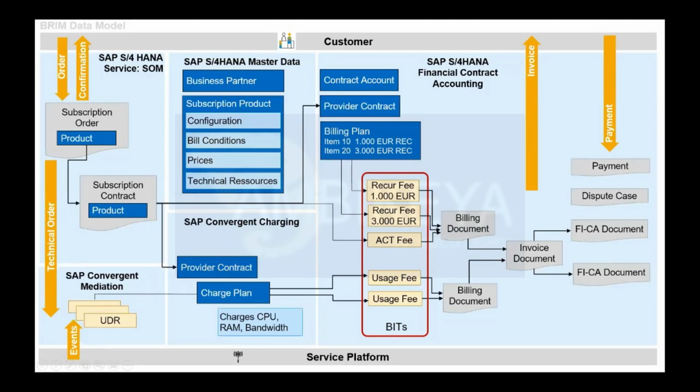This subscription contract is then distributed to financial contract accounting, where as master data we have a contract account in place that is also used in the subscription order. And it's also distributed for the later rating and charging processes to the convergent charging.